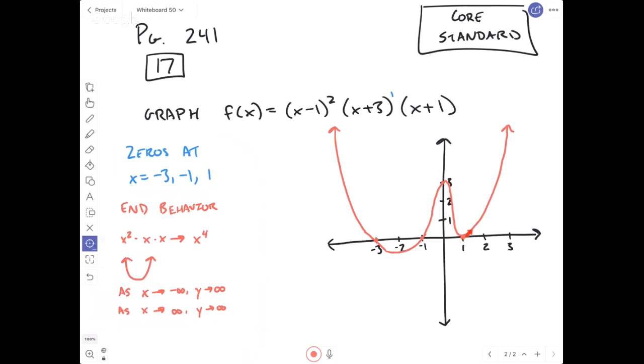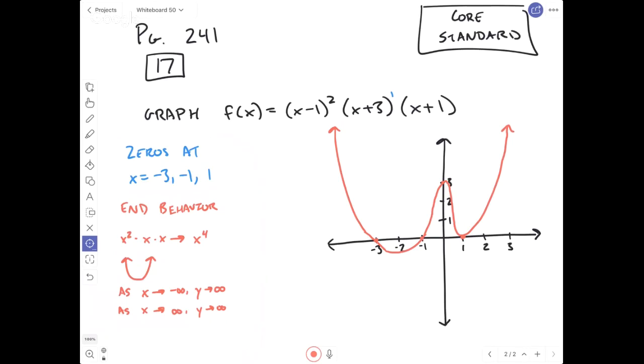Obviously, I know that's a minimum because of the function terms. I don't really know where the minimum is here. I don't really know where the maximum is here. That's not something I would expect you to be able to do without a graphing calculator. However, making a rough sketch that shows where the graph is positive and negative and positive and where the zeros are is something I expect you to be able to do on this core standard question without a graphing calculator.